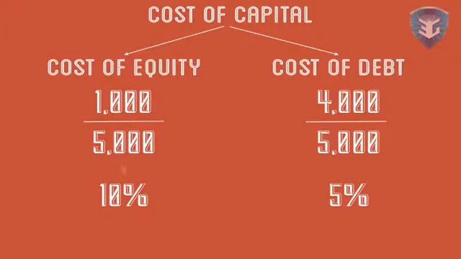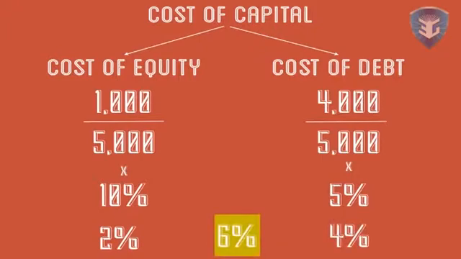So you just simply multiply those through. So 1,000 divided by 5,000, so a fifth, times 10%, a fifth of 10% is 2%. Over on the other side, 4,000 divided by 5,000, or 4/5, times 5% is 4%. Add those two together, and that is how you calculate the weighted average cost of capital. And it's that figure that you're going to use in your NPVs, the 6%.